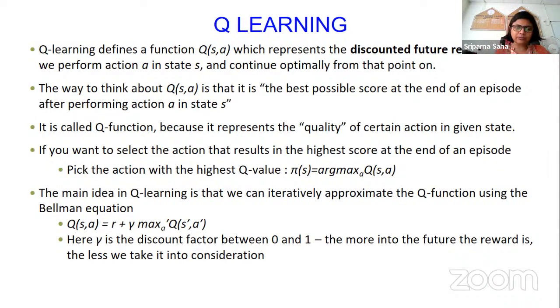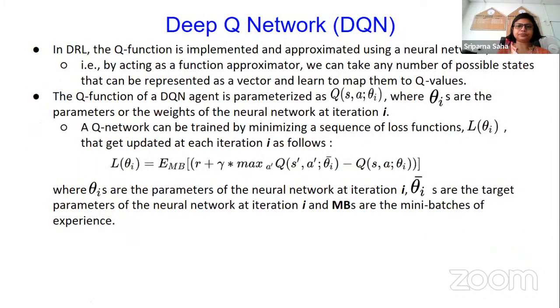Gamma is the discount factor between 0 and 1. And Q(S, A) is basically the immediate reward plus the discount factor times the future reward. So basically we have to take the particular action A which maximizes this Q value.